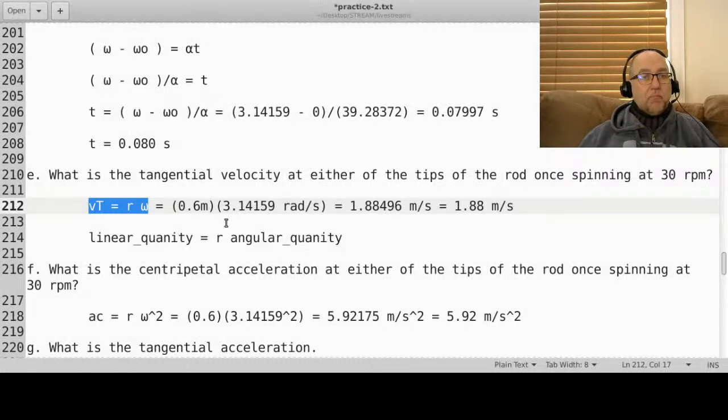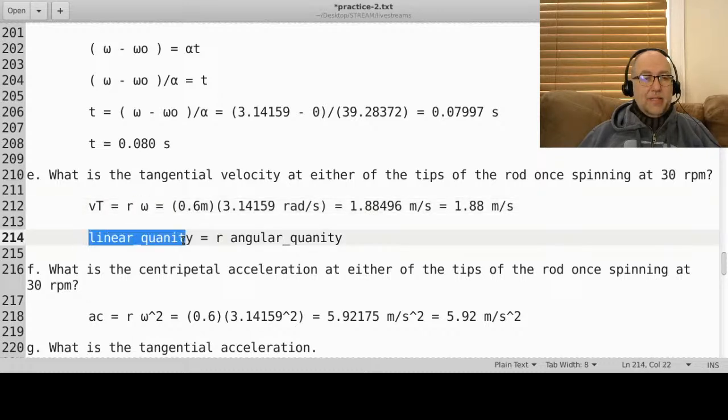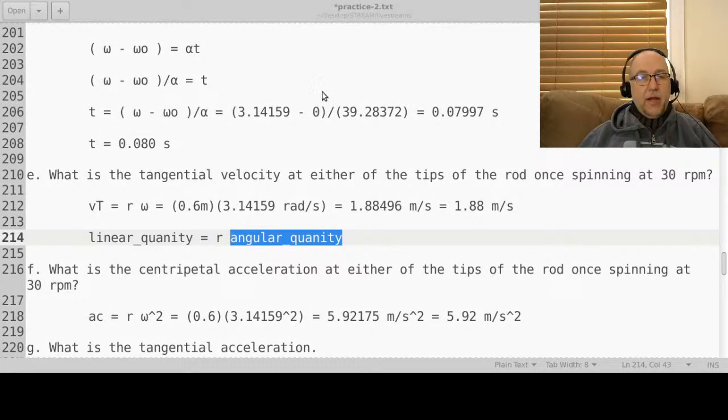VT is equal to R omega is what relates the angular velocity to that tangential velocity. That is the relationship. But this formula is only valid if omega is measured in radians. In fact, there are 3 relationships that relate the linear quantity and the angular quantity, and they're related like this: the linear quantity is equal to R times the angular quantity. We'll see another one of those in a minute.